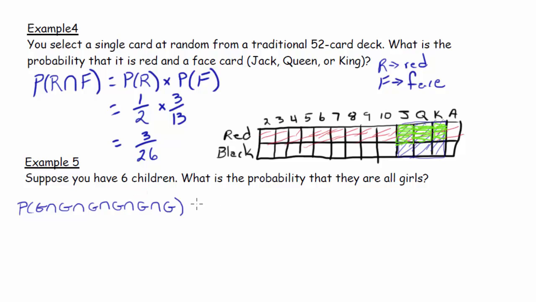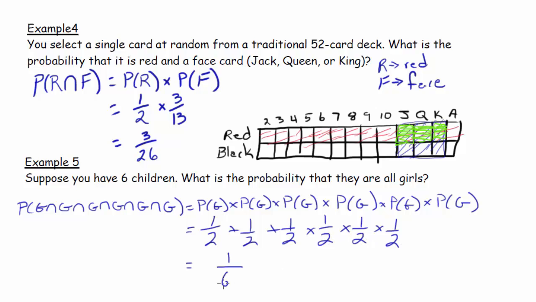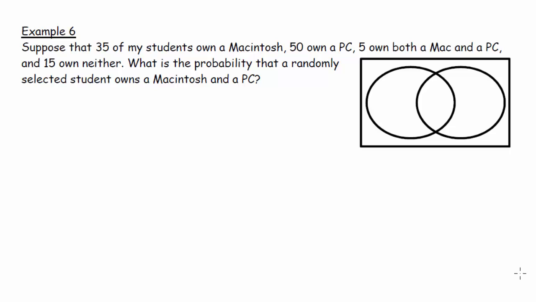Well, because these are independent, we can just multiply them. So that's the probability that my first child is a girl times my second child, and so forth. Well, this is just going to be a half times a half times a half and so on, which is going to equal 1 over 2, 4, 8, 16, 32, 64. 1 out of 64.